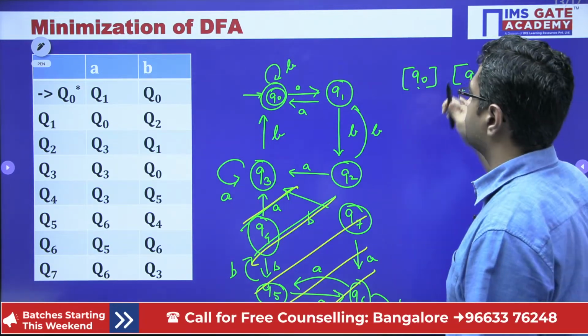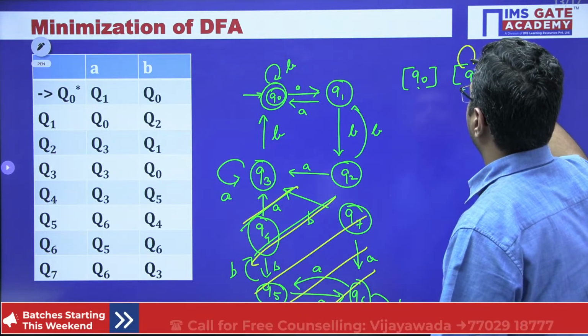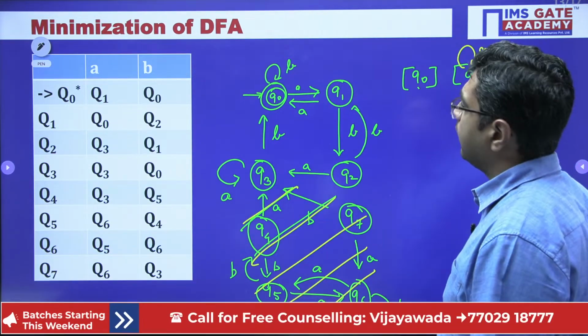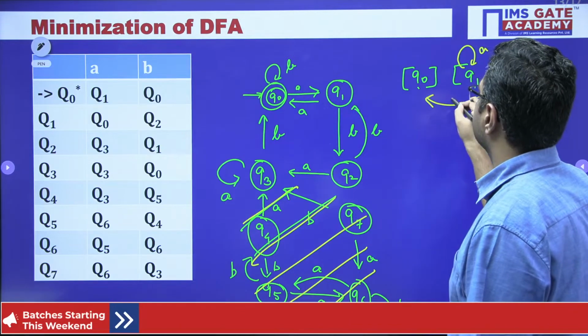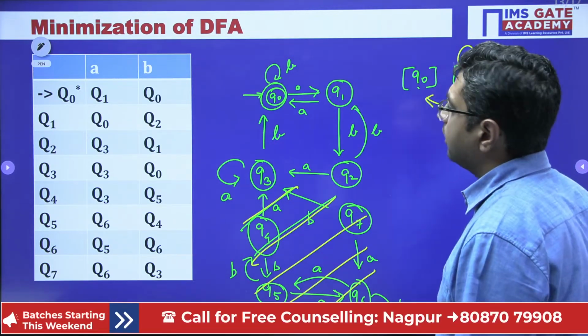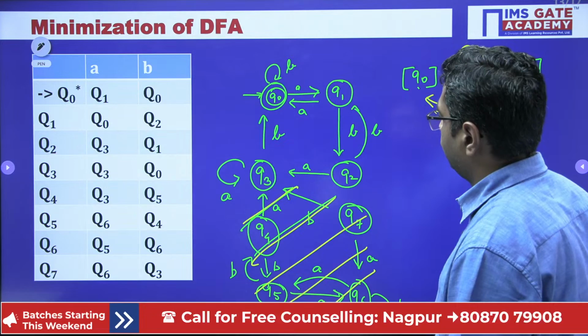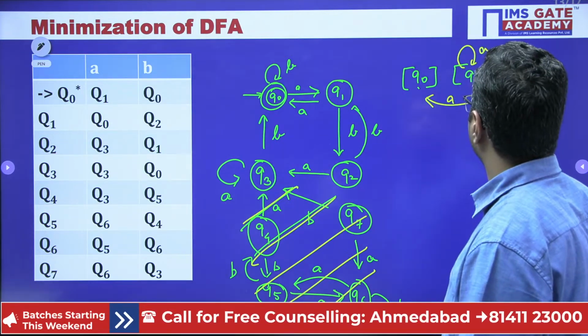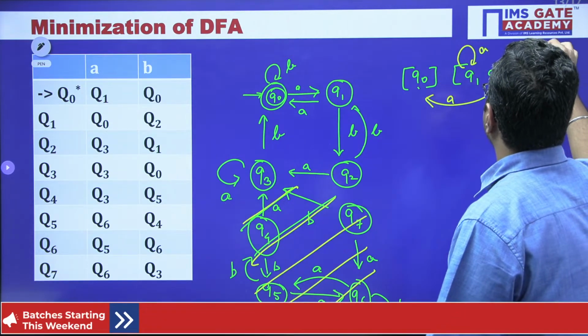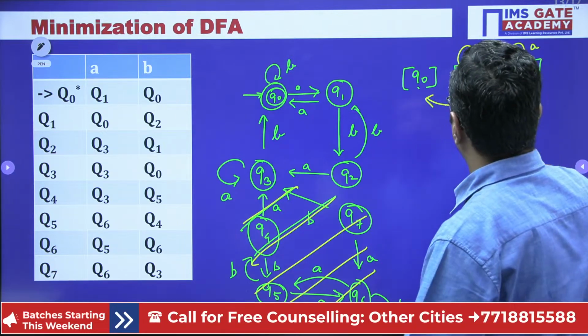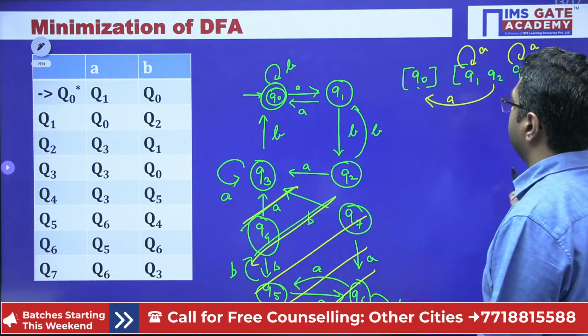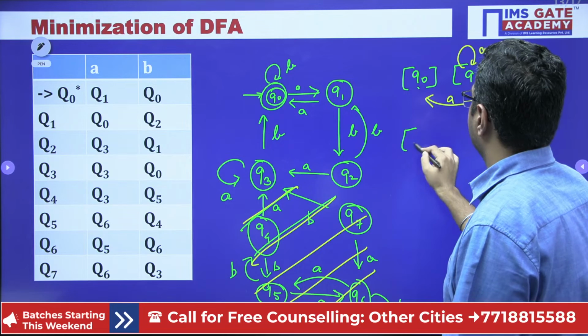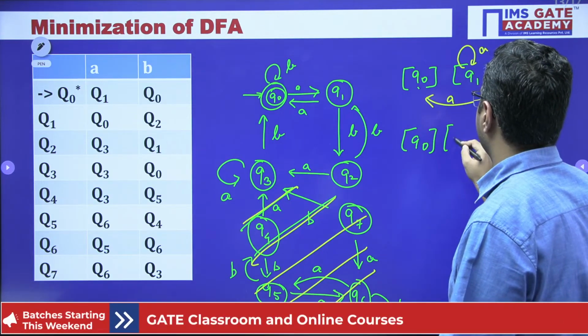Q1 on A goes to Q1 itself. On A it remains here. Q2 on A goes to Q0, so it has to be separated, it has a different behavior. And Q3 on A goes to Q3 itself. So basically, Q2 has to be separated, it has different behavior from these two. So Q0 is separated, Q2 has been separated.